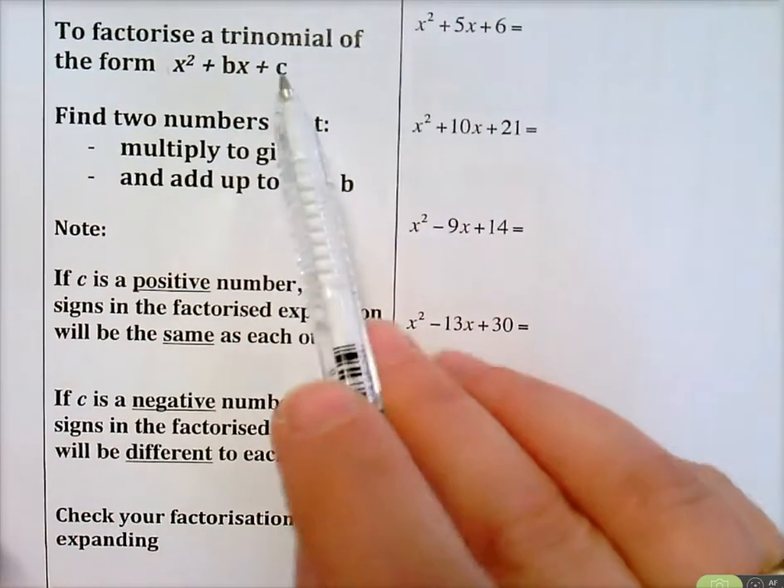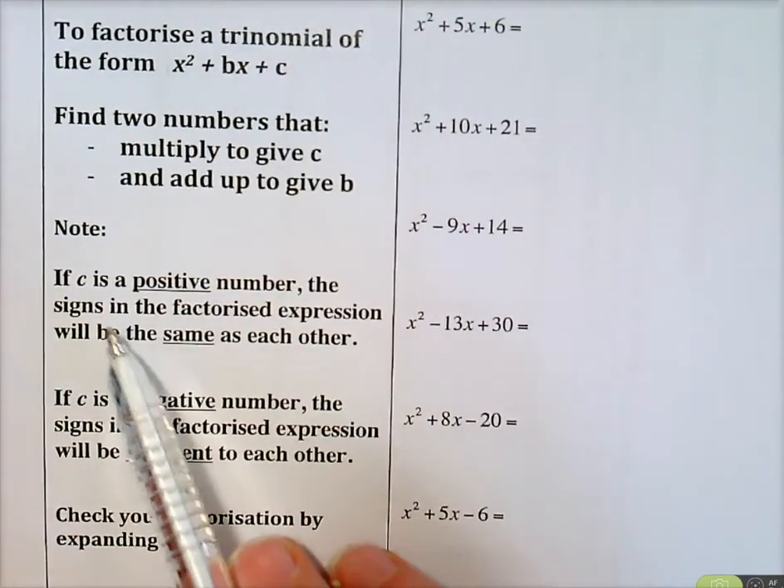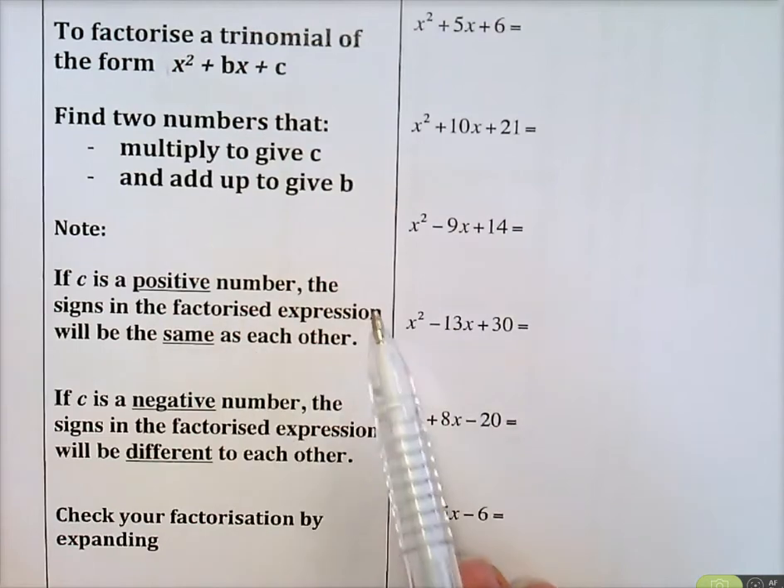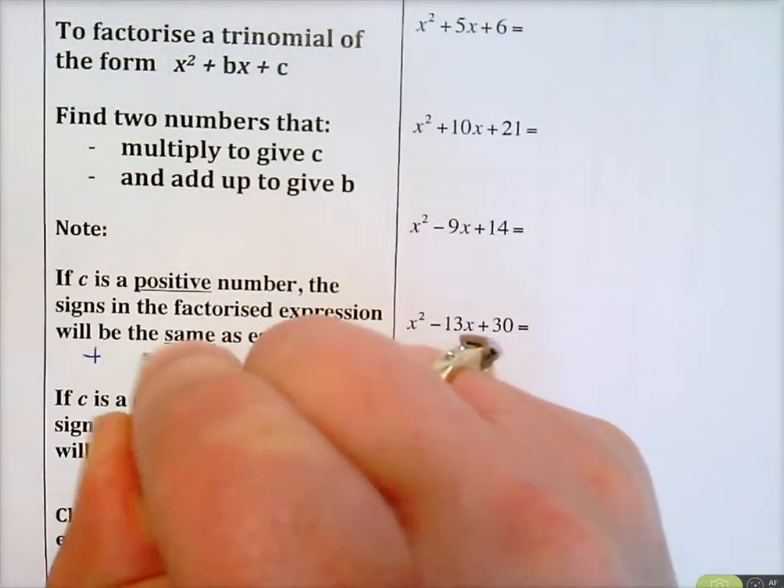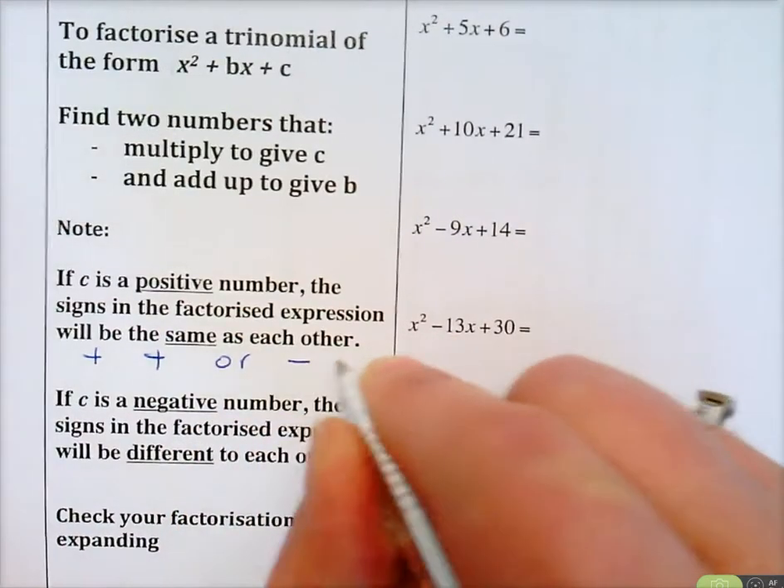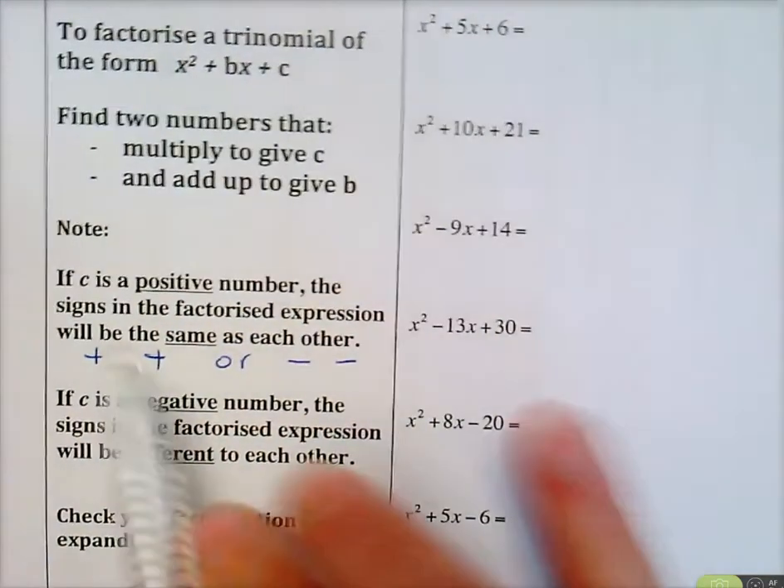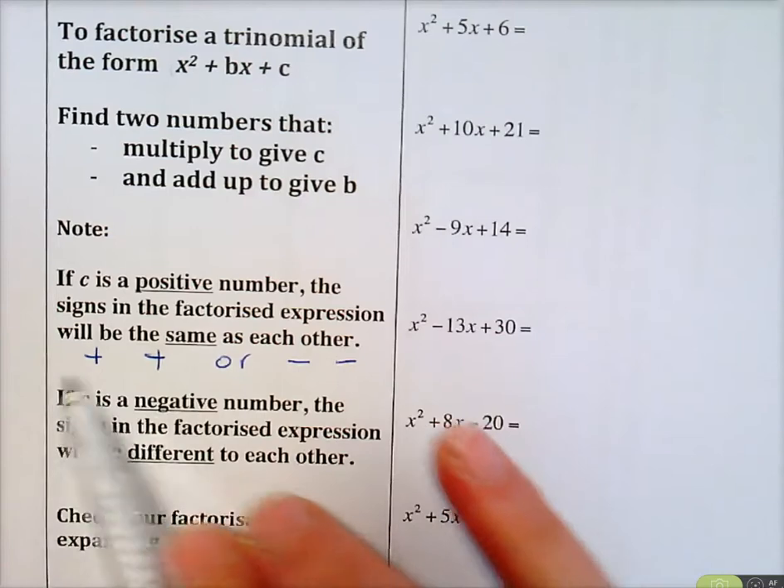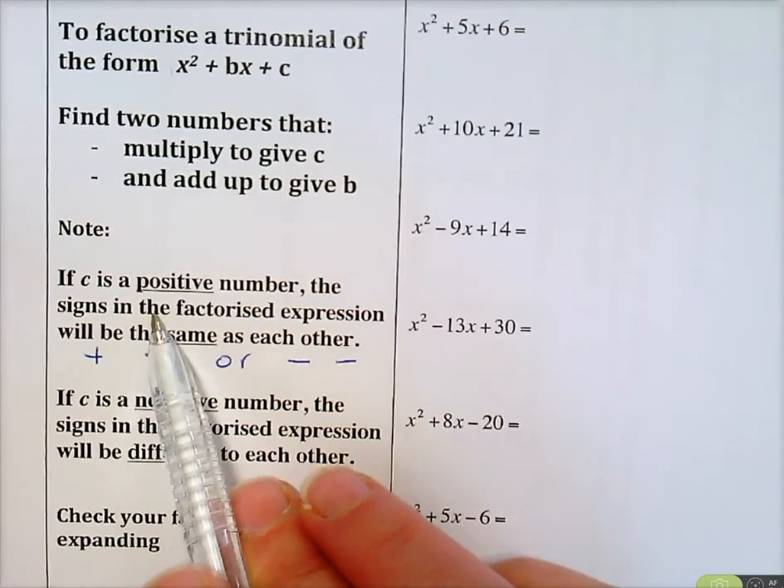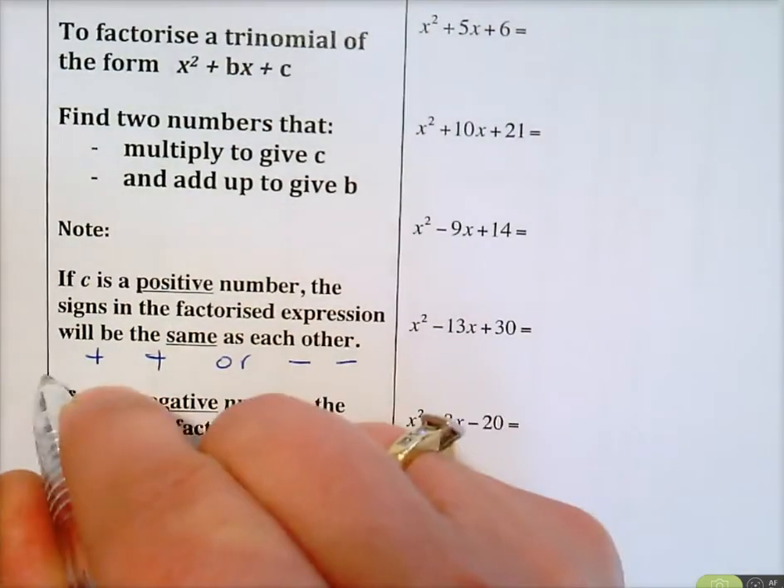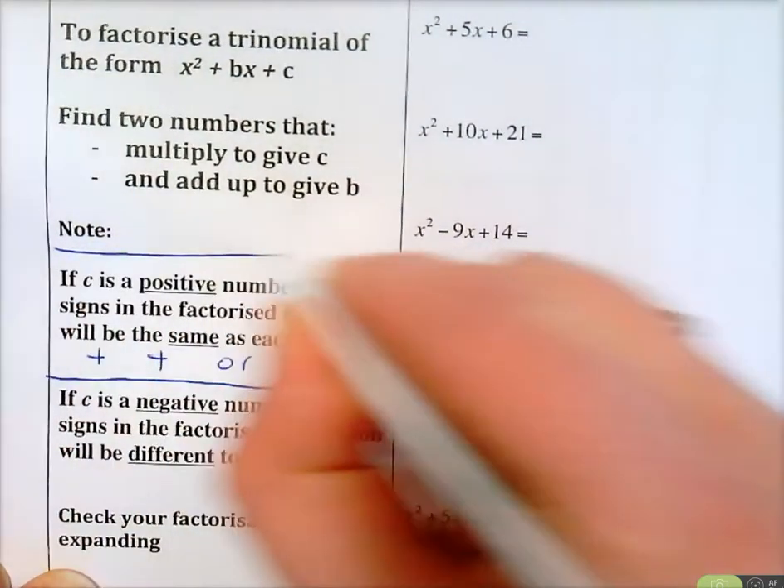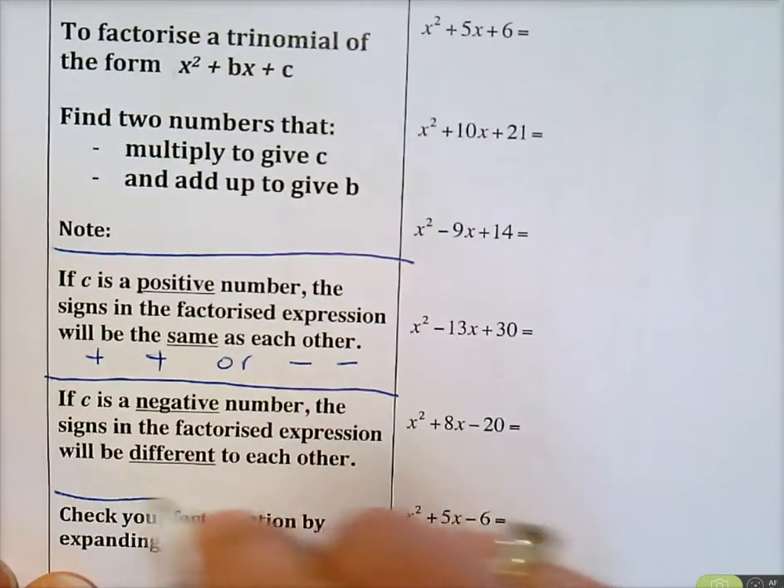If c, that one on the end, is positive, the signs in the factorized expression will be the same as each other. In other words, they'll be plus plus or minus minus. Because if you multiply 2 positives, you get a positive. And if you multiply 2 negatives, you also get a positive. So that's really important.